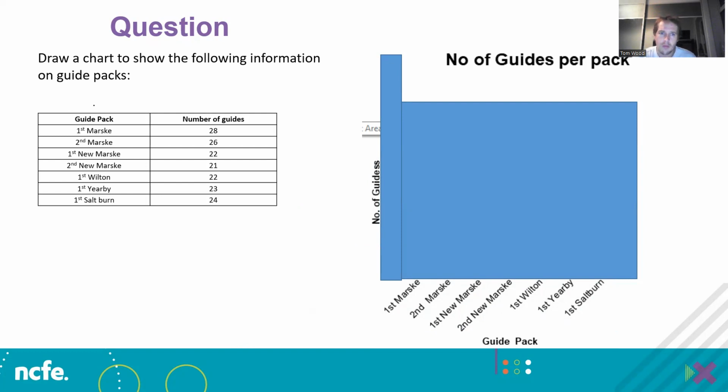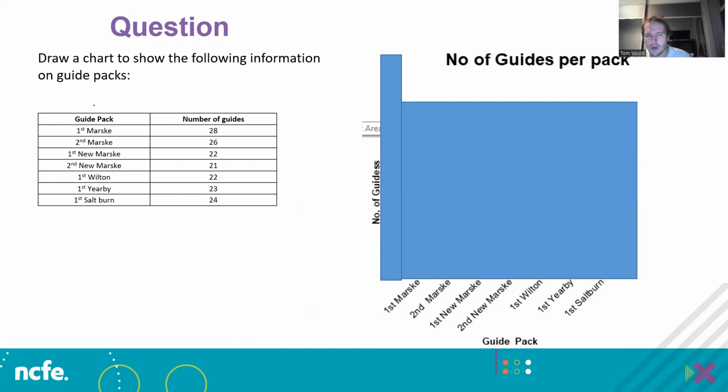What you can do here, and what's really useful, is just have a look and think, okay, what is the range? At a glance, I can see the lowest value is 21, the highest is 28. So the majority of my information here is going to fall between 21 and 30. You can go a little bit higher if you need to.